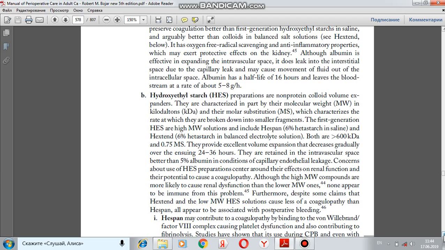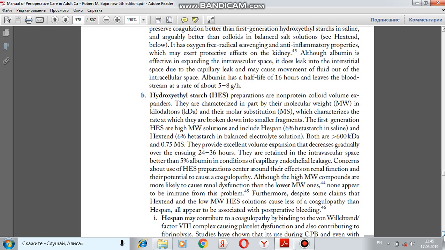They provide excellent volume expansion that decreases gradually over the ensuing 24 to 36 hours. They are retained in the intravascular space better than 5% albumin in conditions of capillary endothelial leakage. Concerns about the use of hydroxyethyl starch preparations center around their effects on renal function and their potential to cause a coagulopathy. Also, the high molecular weight compounds are more likely to cause renal dysfunction than the lower molecular weight ones. None appear to be immune from this problem.